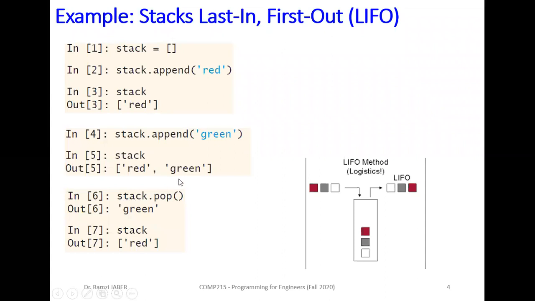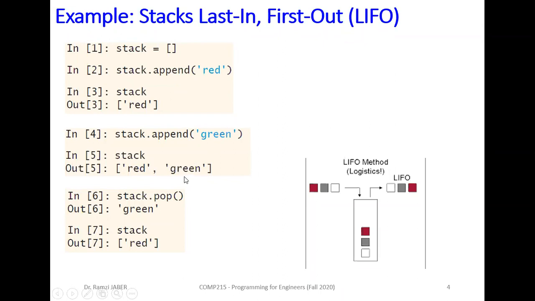So I want to remove them one by one. So stack.pop will remove the last item. The last item, okay? So stack.pop will remove green. So the new stack list will be only red. Now the stack is empty. Dot append, we add red at the end. Push, we add it at the end. Okay. Stack dot append green, we add green at the end of the list or stack.